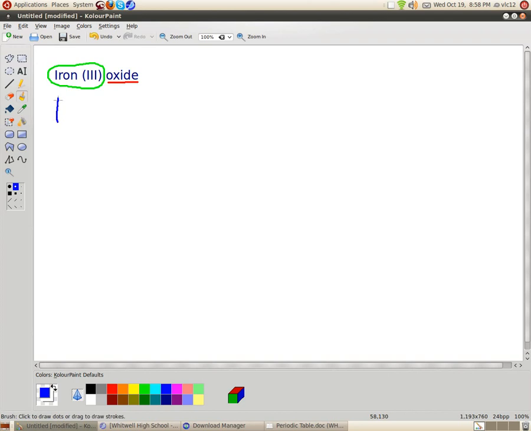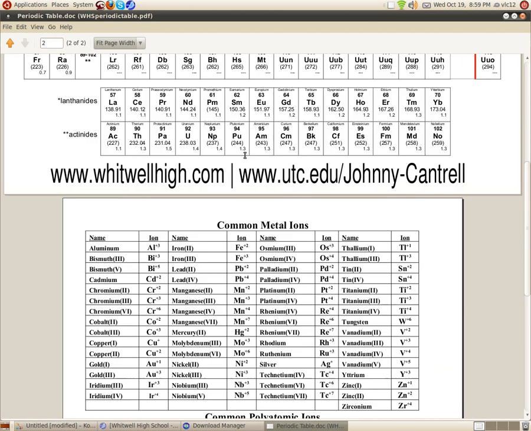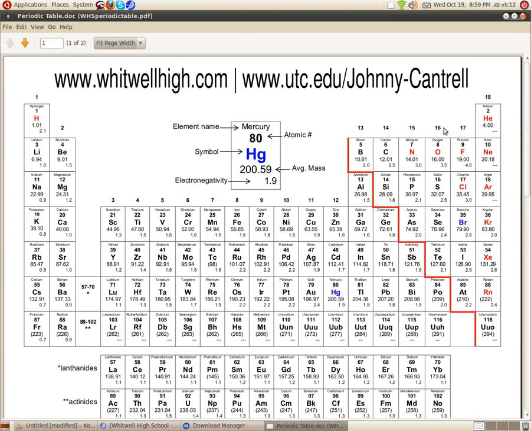I know that iron 3 is the ion Fe plus 3, because they told me that. Now, oxide, we know from naming tons of these that oxide is the element oxygen. There's no way for us to know the charge of oxygen just by looking at the name oxide. But let me show you something on the periodic table. On this periodic table, notice that oxygen is in column 16.